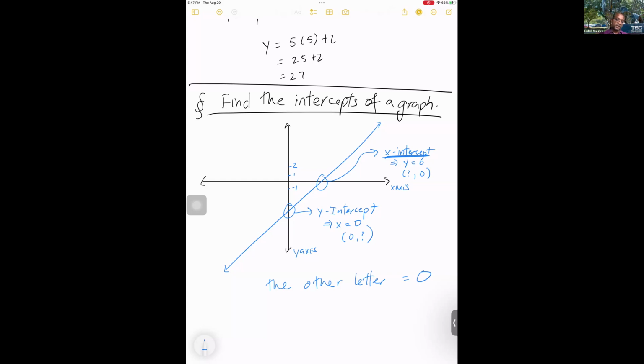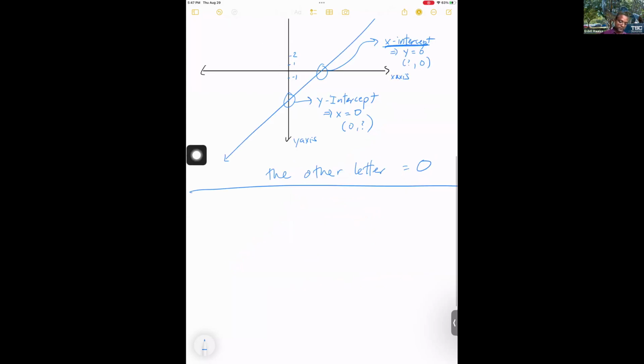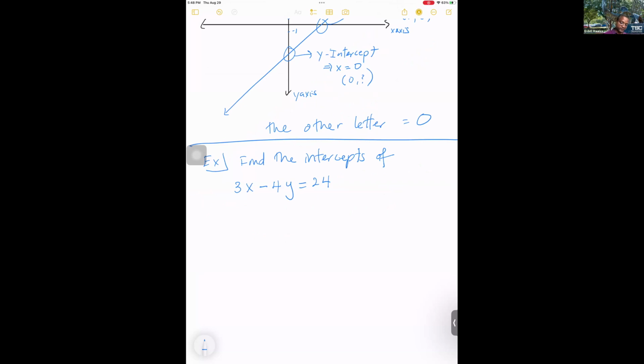All right, cool. So, for example, find the intercepts of 3x minus 4y equals 24. I am trying to find the intercepts for this graph right here. And quite simply, I have to do two things. I have to find the x-intercepts, and then I have to find the y-intercepts. Let's find the x-intercepts first.